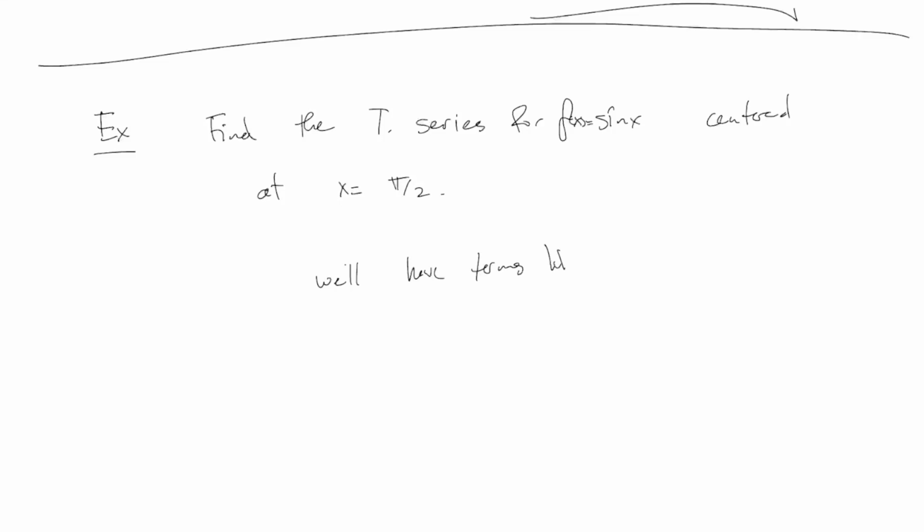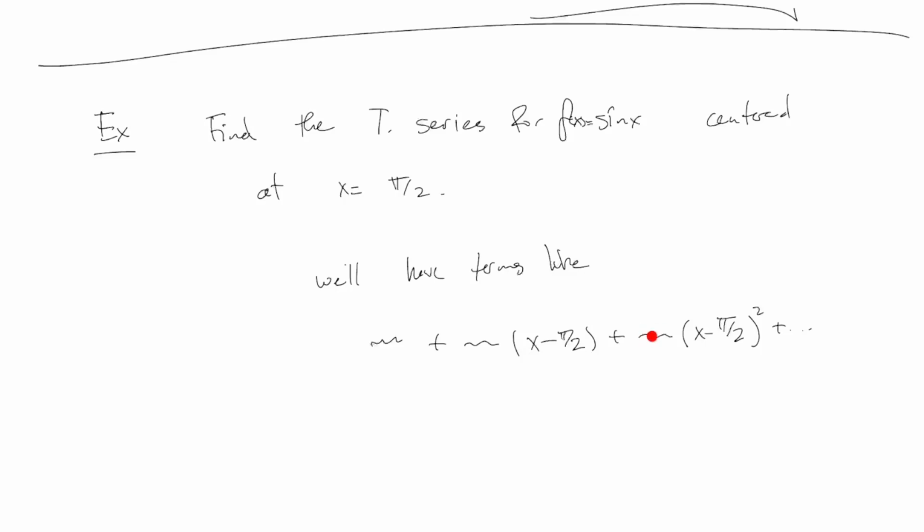terms like something or other plus something times x minus pi over 2 plus something times x minus pi over 2 squared, etc. Like the ones we were doing before, the ones that I wrote at the very top in a box, were always centered at 0. That means it's just x every time. But you can also do centered at some other number, which means you're going to write the terms of your series, and each one involves powers of, in this case, x minus pi over 2.